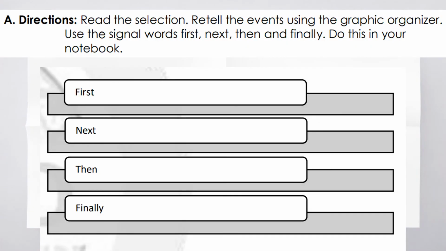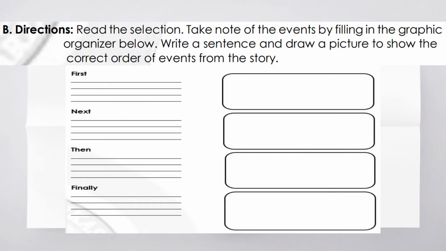Read the selection. Retell the events using the graphic organizer. Use the signal words first, next, then, and finally. Read the selection. Take note of the events by filling in the graphic organizer below. Write a sentence and draw a picture to show the correct order of events from the story.